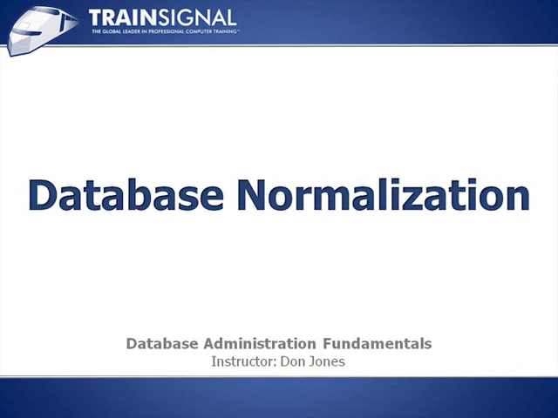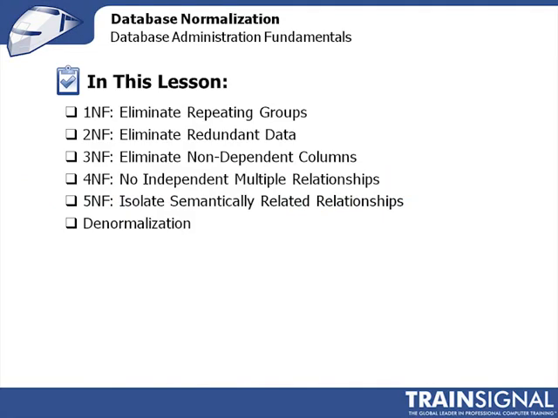I'm Don Jones, and this is the Database Normalization lesson in the Database Administration Fundamentals course. In this lesson, we'll be talking about something called database normalization. Now, it's a somewhat complex topic, so we'll break it down into the 5 normal forms: first normal form, second normal form, third normal form, and we'll briefly discuss fourth and fifth normal form. We'll also talk briefly about the concept of denormalization.